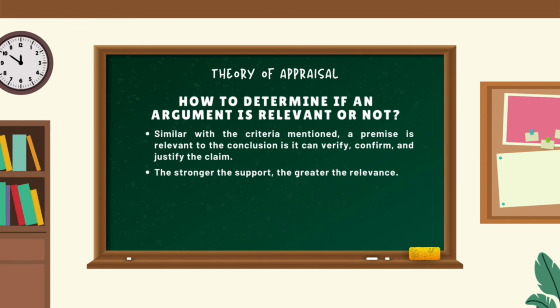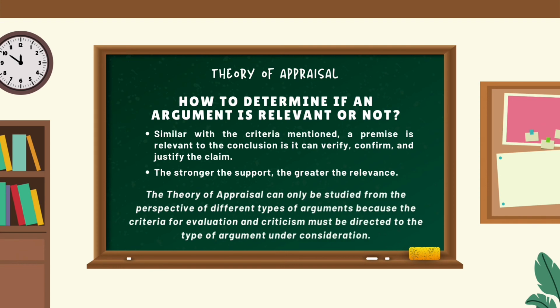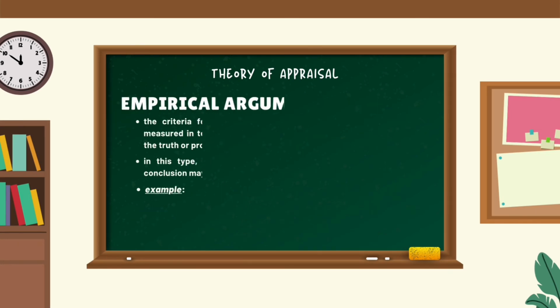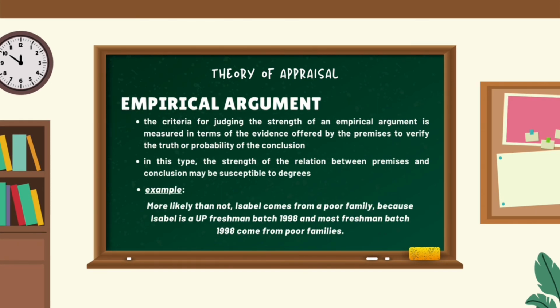Similar to the criteria mentioned, a premise is relevant to the conclusion if it can verify, confirm, and justify the claim. The stronger the support, the greater the relevance. Hence, the theory of appraisal can only be studied from the perspective of different types of arguments, because the criteria for evaluation and criticism must be directed to the type of argument under consideration. Now, we have the standards for measuring argument strength.